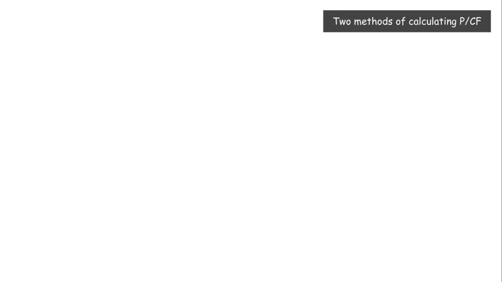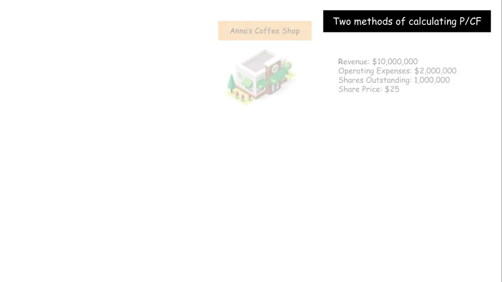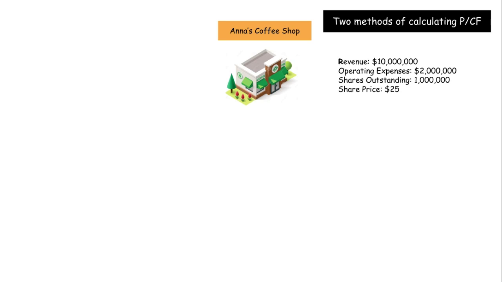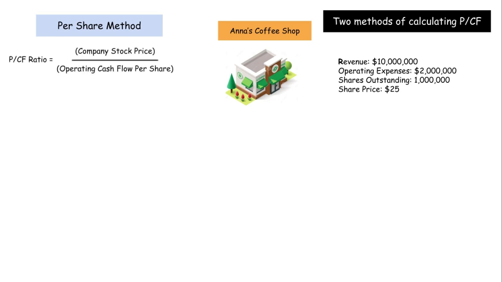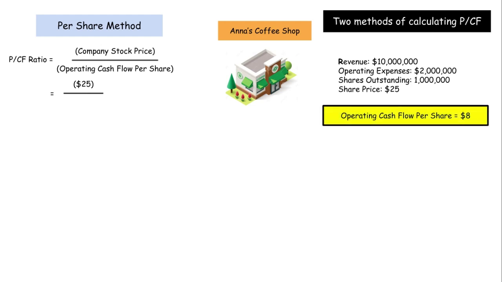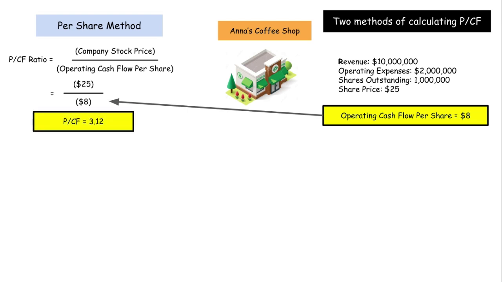Let's look at the two methods for calculating the price-to-cash flow ratio. Again, we will consider Anne's Coffee Shop, which has generated revenue of $10 million, has operating expenses of $2 million, 1 million shares outstanding, and a share price of $25. The per-share method is where you divide the share price, in this case $25, by the operating cash flow per share. We have already calculated the operating cash flow per share to be $8, and computing it gives us a price-to-cash flow ratio of 3.12.